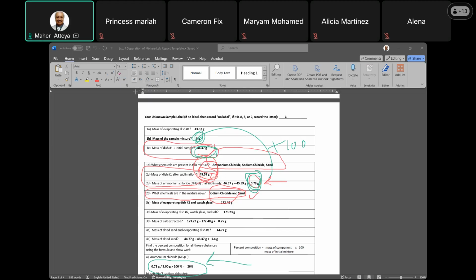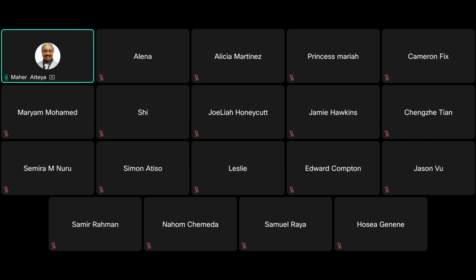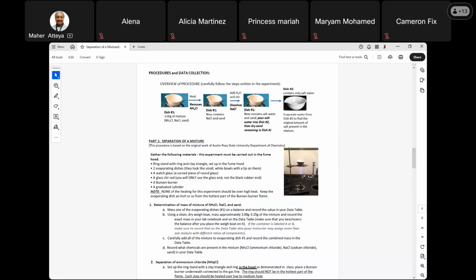Now we have to go on, correct? We know the mass of the watch glass, the second one, with dish number 2. We know the mass of it, correct? So we'll go back and look. I'll stop sharing here, and I want to share the PDF again. So I'm going to share the PDF again. Now we are dealing with dish number 2, sorry, empty with the watch glass, correct?